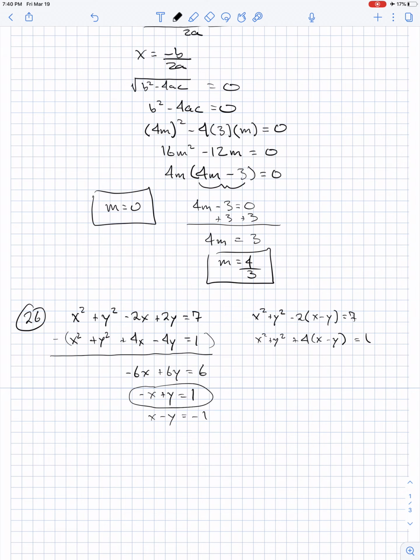Okay, so I'm noticing that x minus y is similar to what we have in these two equations here. Let's go with the top one, this guy, and combine the two. So we have x squared plus y squared minus 2 times x minus y, but coming over here, x minus y is in fact just negative 1, equals 7.